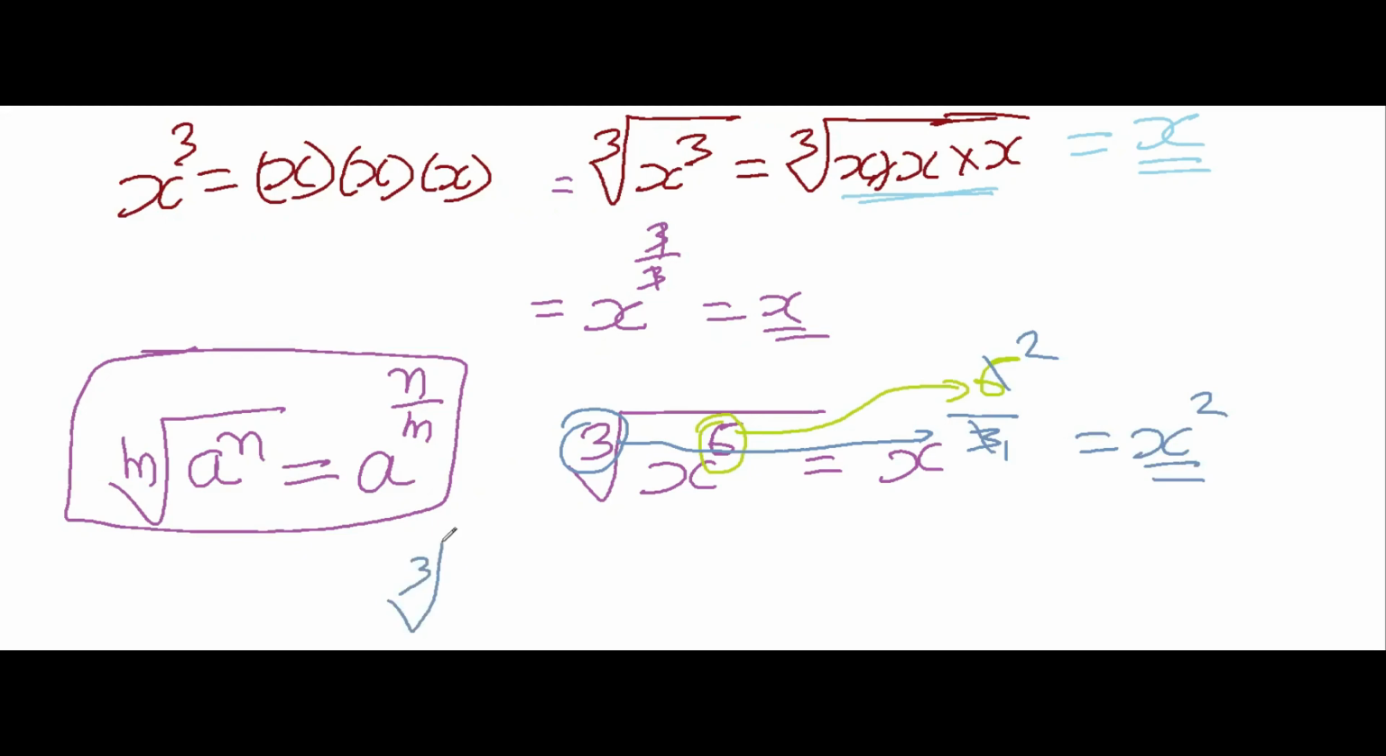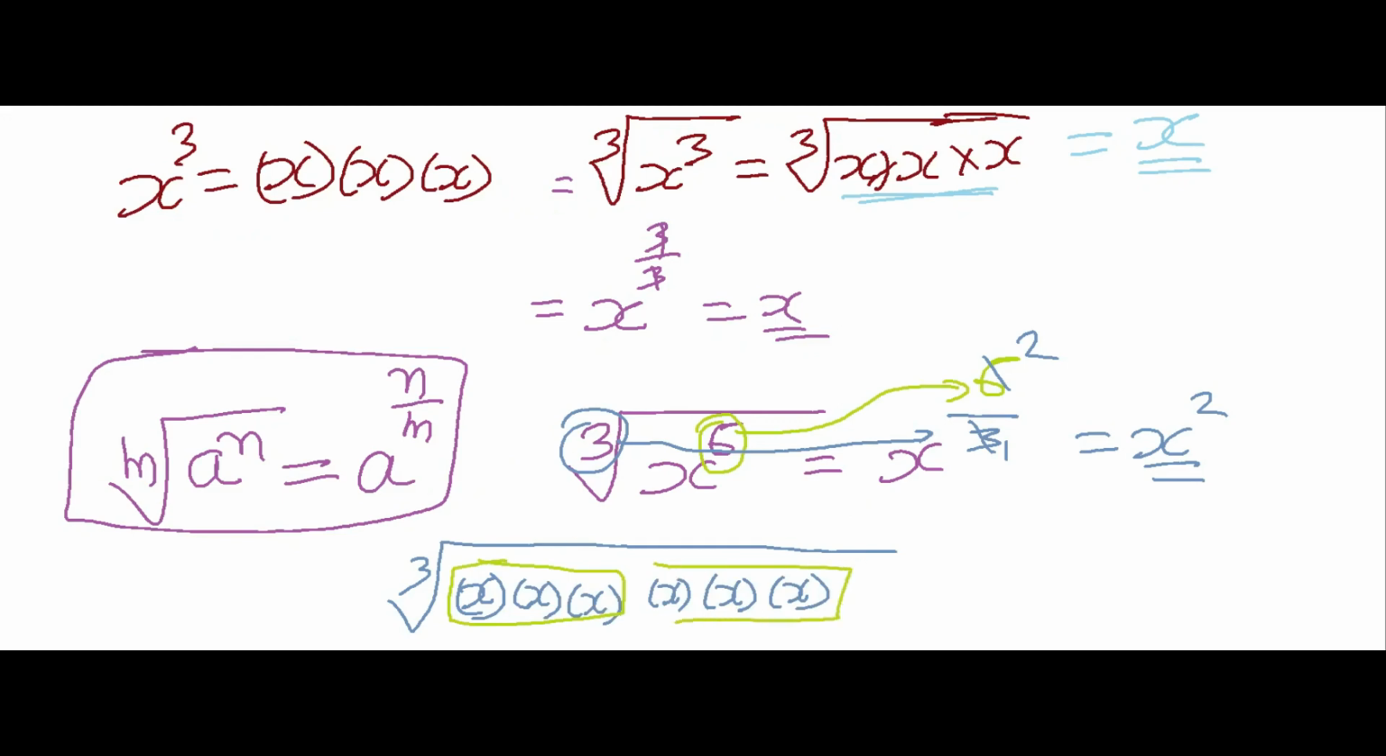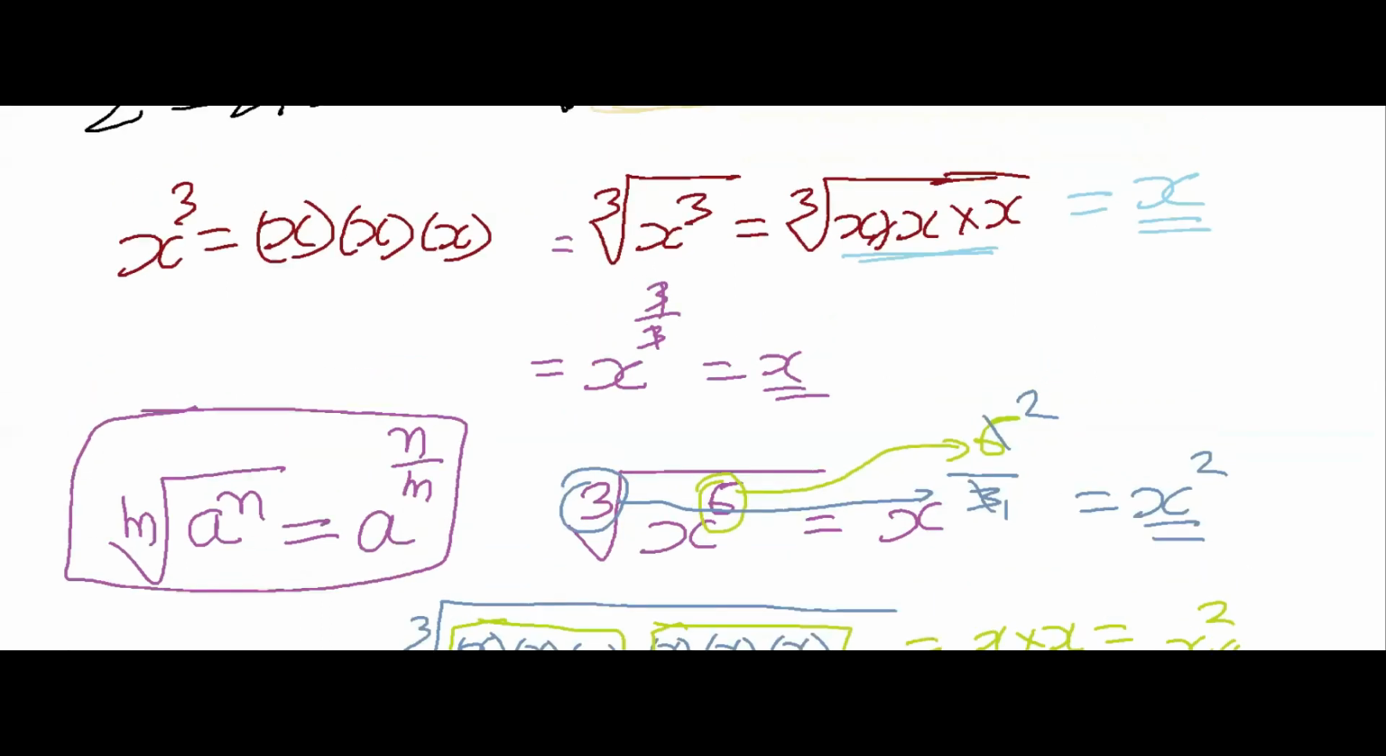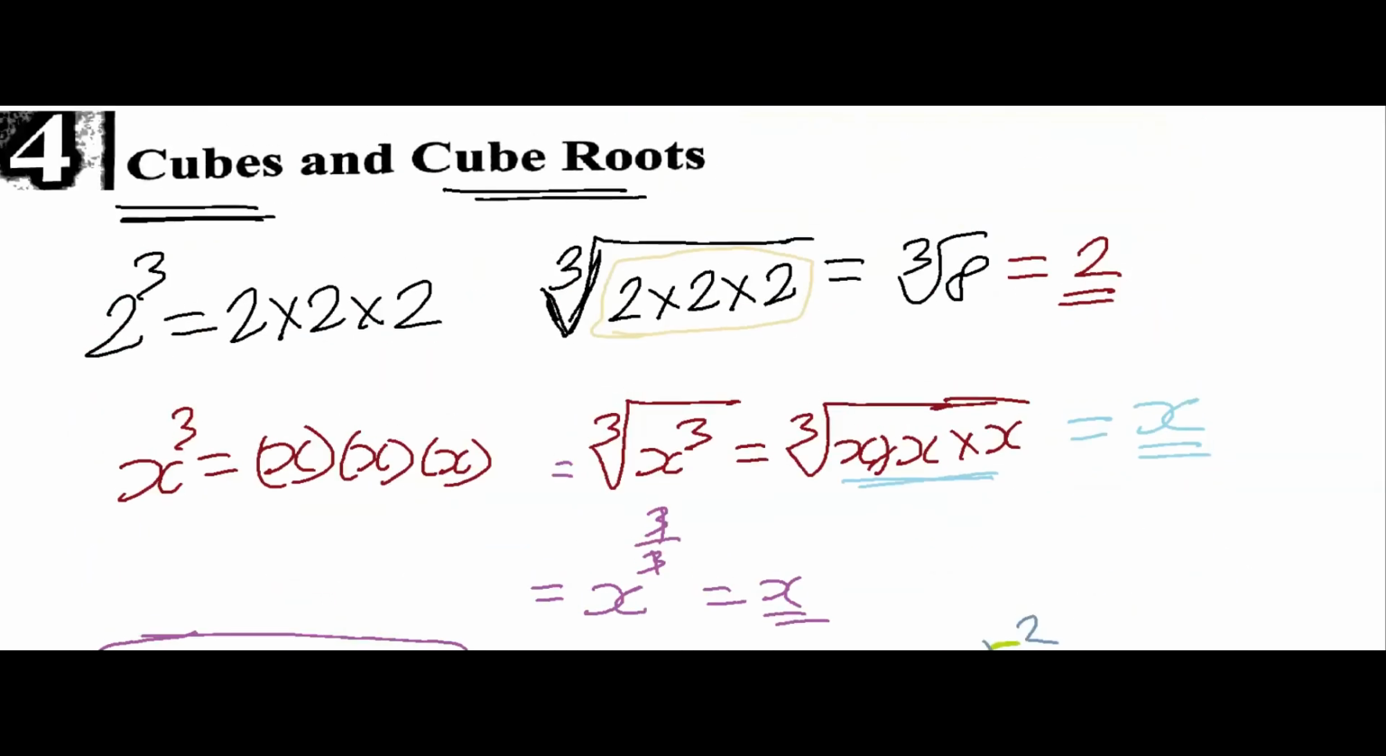Similarly, if I want to know the cube root of x to the power of 6 like this, I will write x how many times? 6 times. 1 2 3 4 5 and 6. Okay, I will group this. This is a group of 3, this is again a group of 3. So I am getting x into x, which is nothing but x square. And this is the introduction of cube and cube roots.